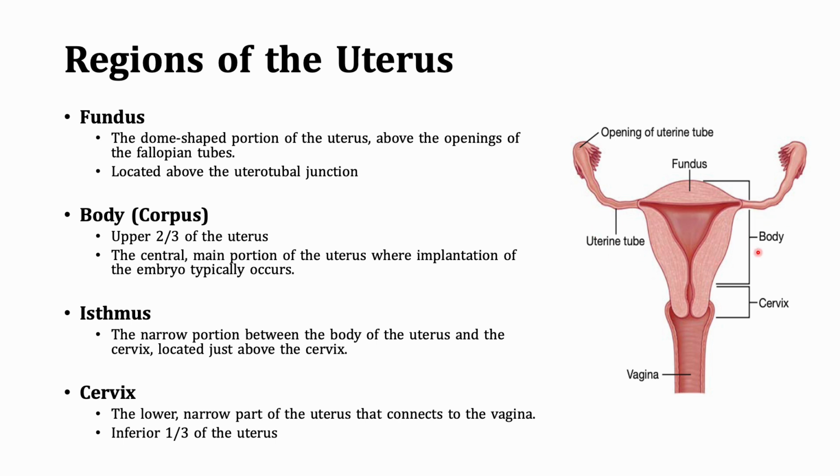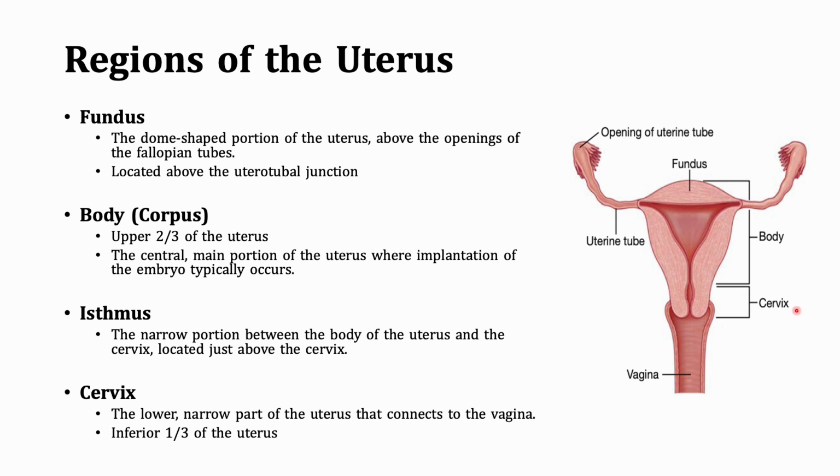Then we have the body of the uterus, or the corpus, which in Italian and in Spanish, like corpo, means body. That is the upper two-thirds of the uterus, and the body of the uterus is important, especially because that's where the implantation of the embryo typically occurs. Then we have the isthmus, that I'll show you better on another image, but that's the narrow portion between the body of the uterus and the cervix, and it's located just above the cervix.